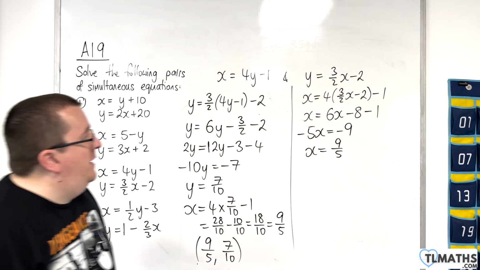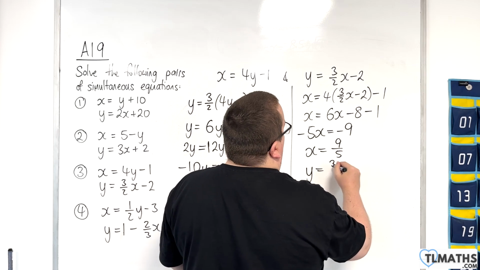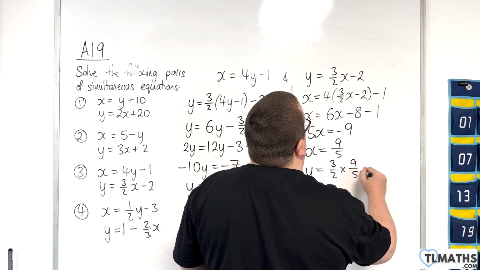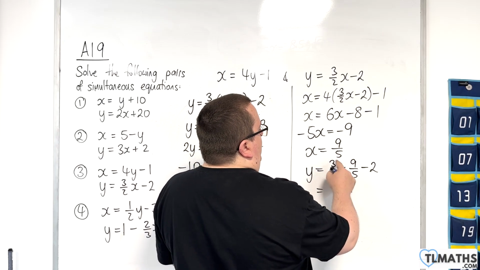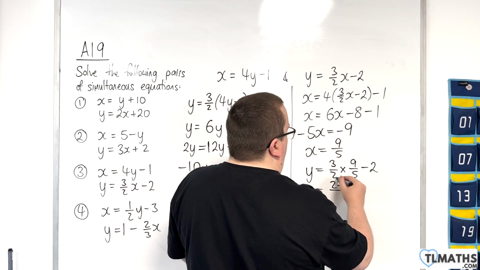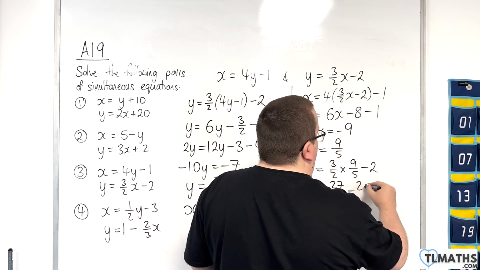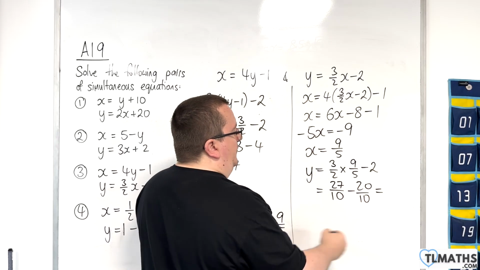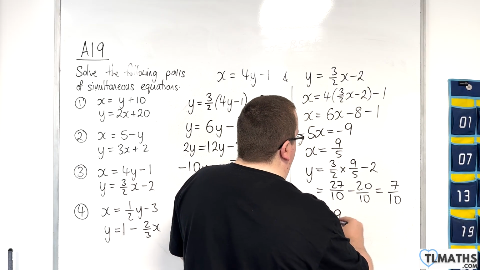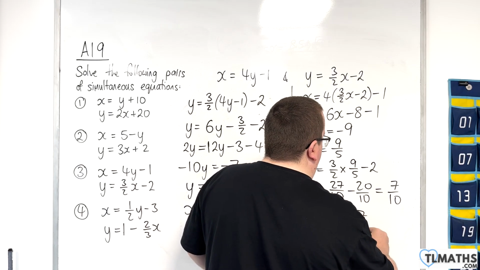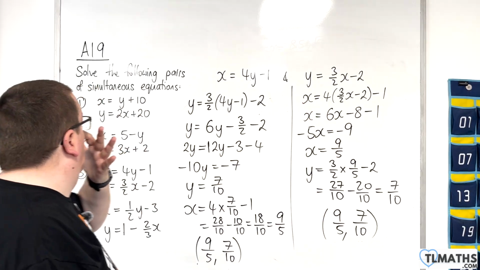So if x is 9/5, I'll substitute that into the second equation to work out y. So 3/2 times 9/5 take away 2. Now 3/2 times 9/5. 3 9s are 27. 2 fives are 10. So if I get that in tenths, that's 20/10. So 27/10 take away 20/10 is 7/10. So the x is 9/5 and the y is 7/10. So that felt a little bit easier that way around.